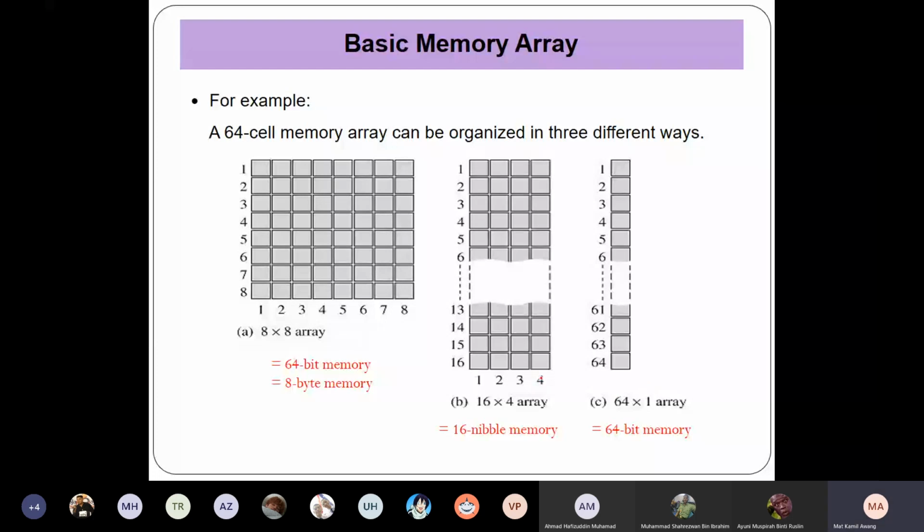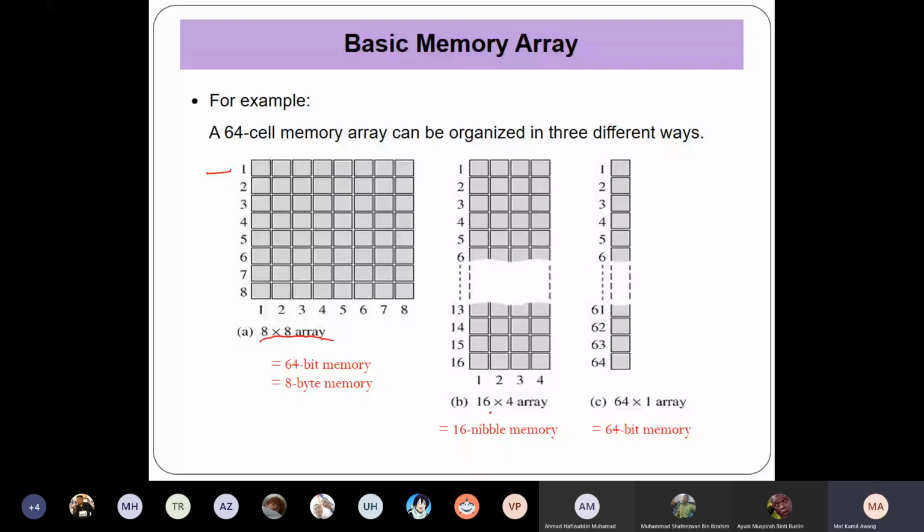Okay, so this is an 8 byte memory. Because this is actually 1 byte, because you have 8 bits here in a row. So this is 1 byte. This is 1 byte. So you have 8 bytes. So this is a 64-bit memory or 8 byte memory when you arrange in 8 by 8 array.